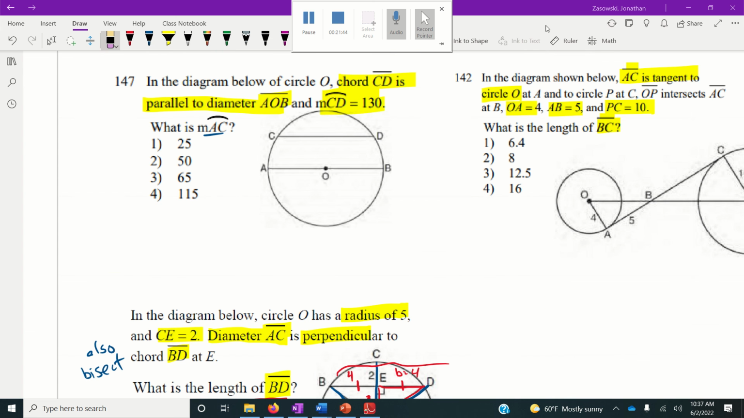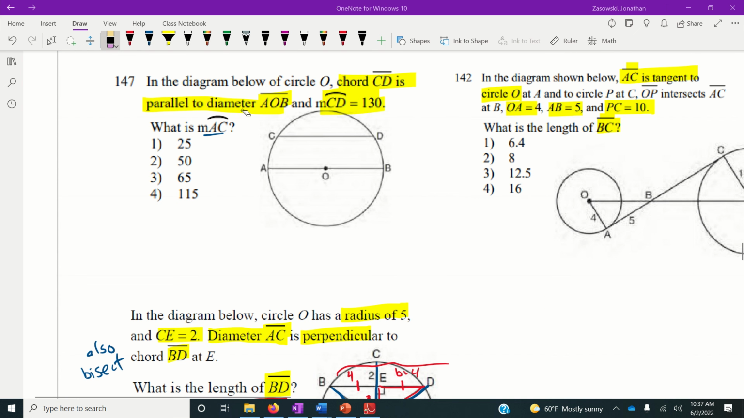Okay. So since we have the chord, which is parallel to the diameter AOB, and CD is 130, we want to find the length of AC. Now, since the chord and the diameter are parallel, that means AC and DB are going to be equal.